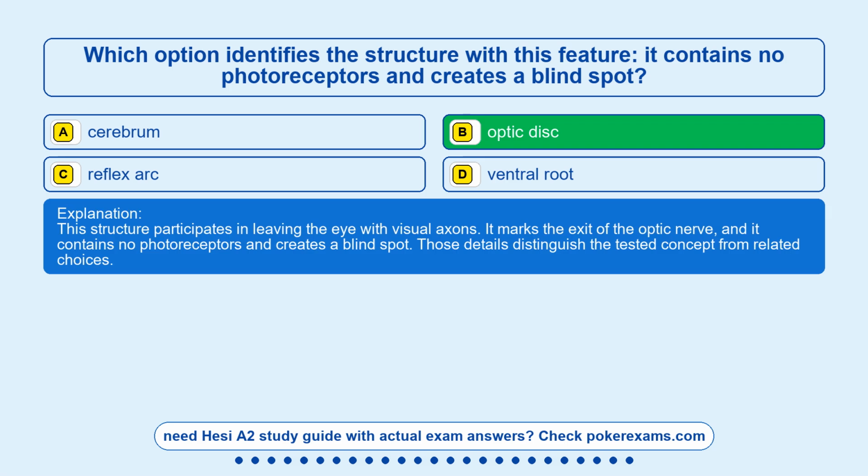This structure participates in leaving the eye with visual axons. It marks the exit of the optic nerve, and it contains no photoreceptors and creates a blind spot. Those details distinguish the tested concept from related choices.